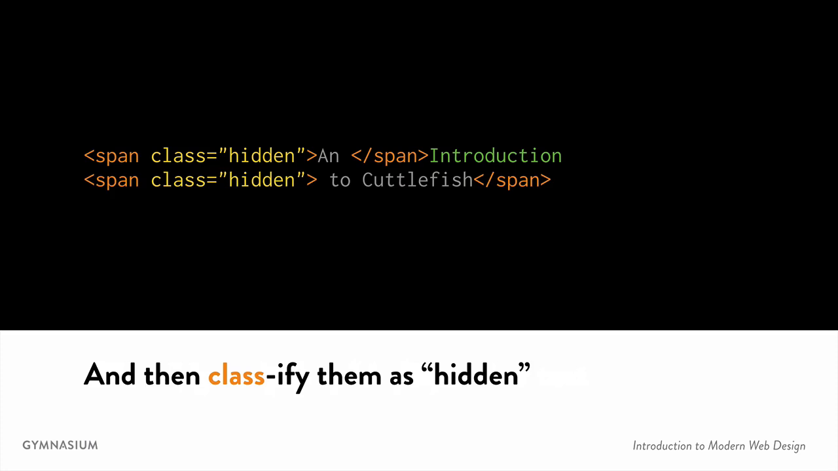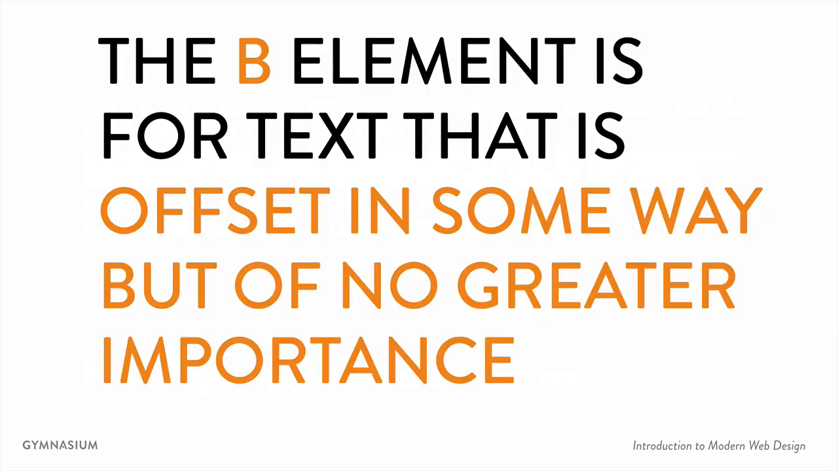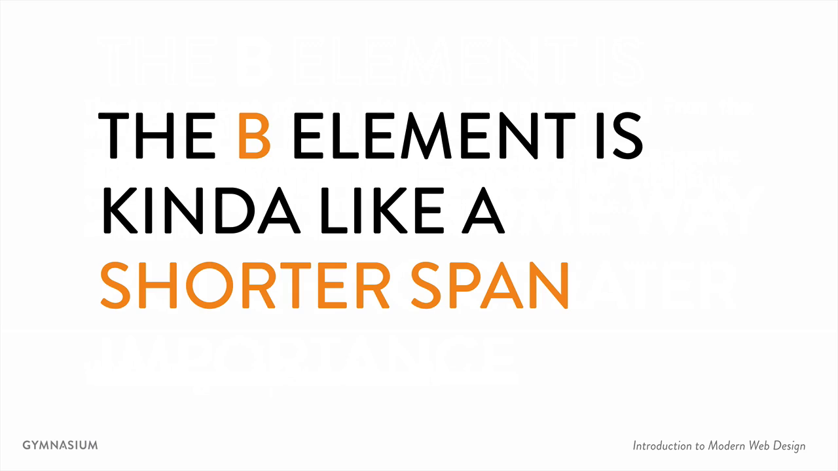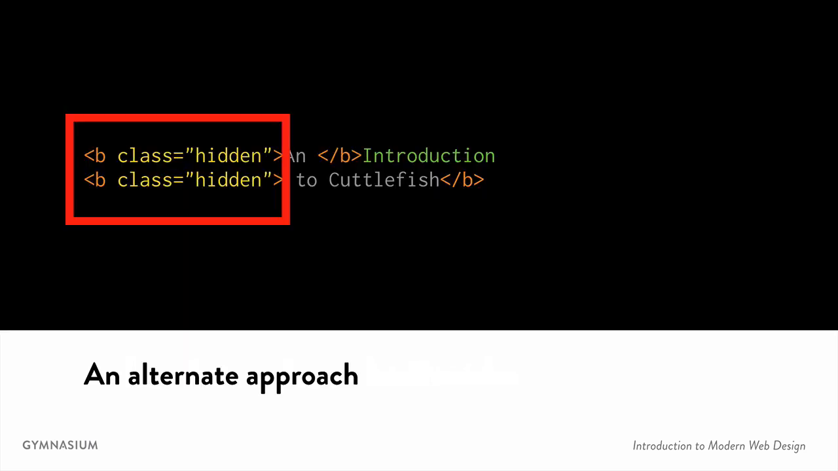The B element used to be for bold, but in HTML5 it was actually switched to mean that it's text that's offset in some way but is of no greater importance than the text surrounding it. In other words, they made the B element essentially a shorter span. So I could just as easily say B class equals hidden instead of span class equals hidden. Now I've used this approach on the Fascinating Cuttlefish site in the navigation. Let's look at that example.